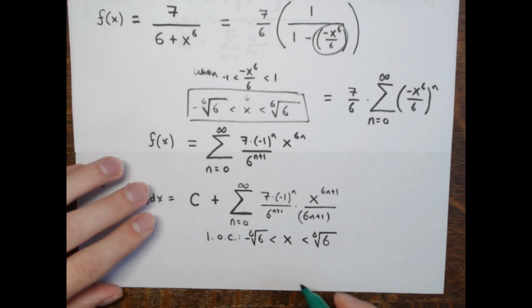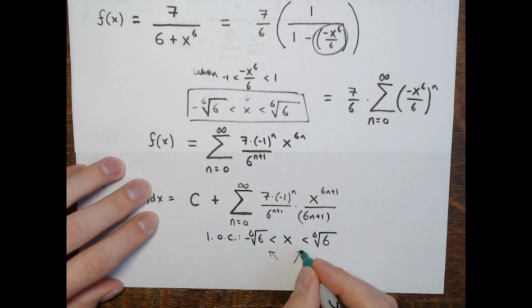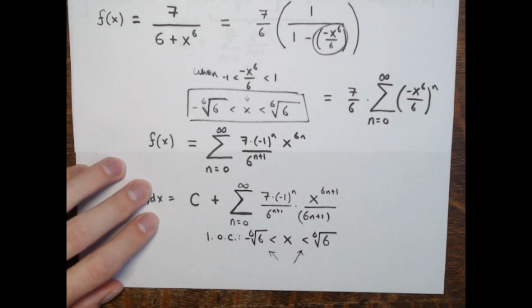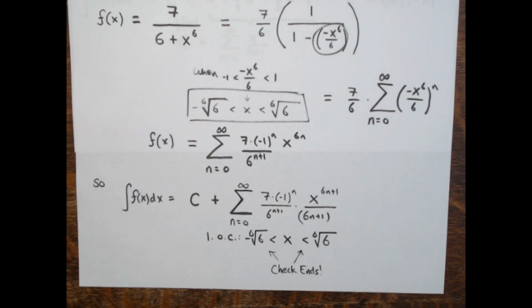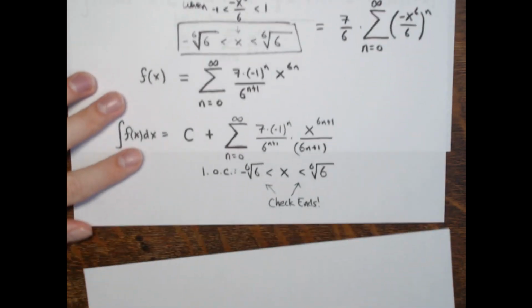But just like the last example, I need to check the ends. Integration or differentiation of power series could just tweak the ends a bit. It's still the same in between. You still have the same interval otherwise, but we have to check the ends. So I'll do that on the next page with this series.